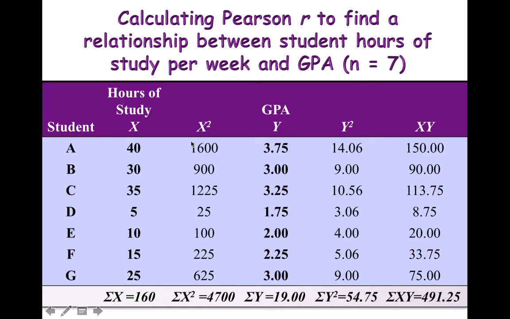Okay? Then at the far right, we're going to have x times y. Be careful to only multiply, like in this case, 40 times 3.75 equals 150. 30 times 3 equals 90. Right? So xy is just the x, not the x squared, times the y. Okay. Then we're going to sum each one of them. So over here, for sum of x, we just add up all the x's. For sum of x squared, again, we just add up all the x squared numbers. Same thing for y, y squared, and sum of x times y. We're just adding them up.